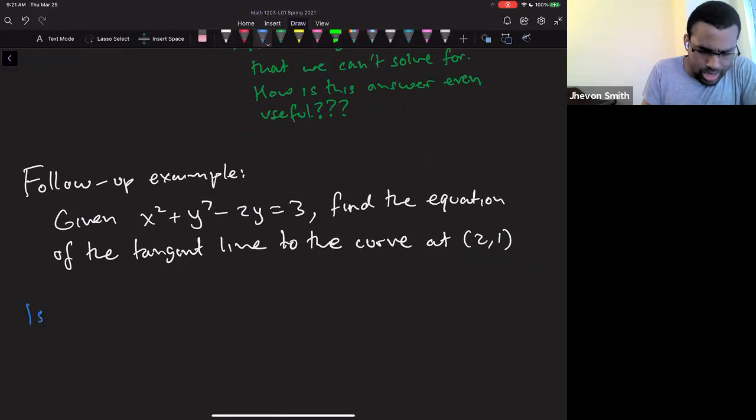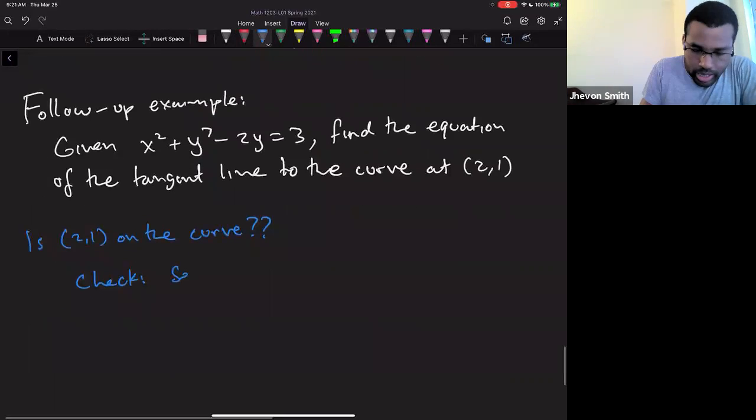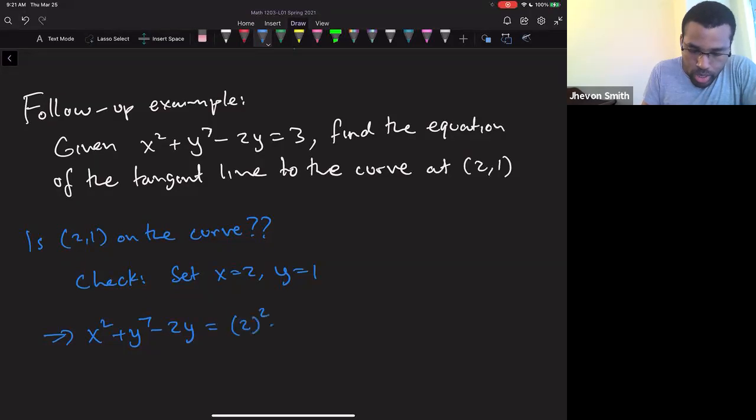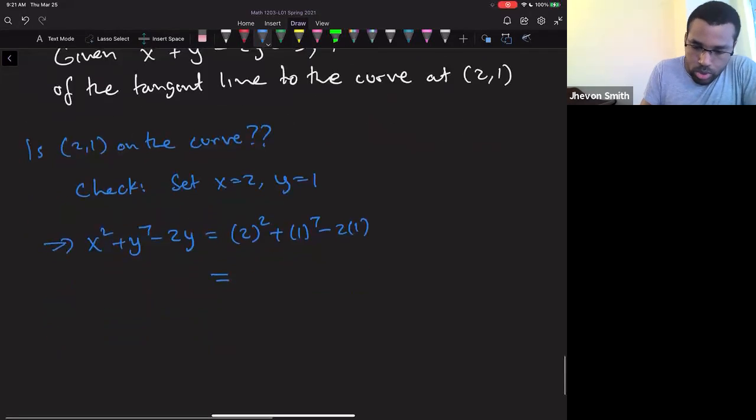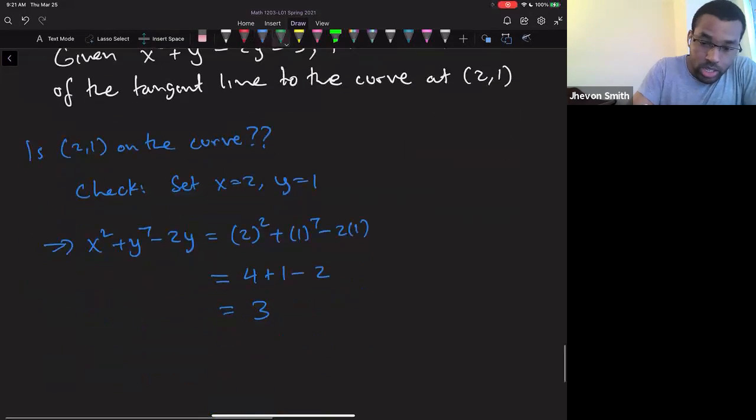So I claim that we can find a tangent line at 2, 1. First, is 2, 1 on the curve? Well, let's check. Set x equals 2, y equals 1. This means that x squared plus y to the 7th minus 2y would be equal to 2 squared plus 1 to the 7th minus 2 times 1. This is equal to 4 plus 1 minus 2. That's 5 minus 2, that's 3, which on the other side of the equation is 3. So yes, this point is on the curve.